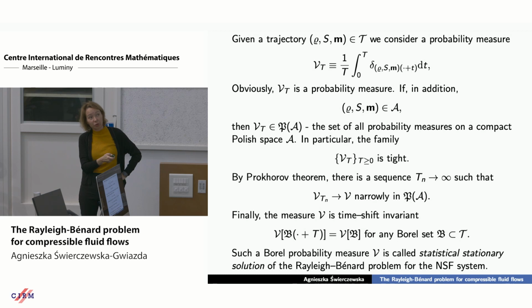So what can we conclude? We can conclude there is a sequence of times such that this sequence converges narrowly in the space of these probability measures. What else? The measure is time shift invariant, so this relation holds for any Borel set. And this limiting object is what we call a statistical stationary solution of the Rayleigh-Bénard problem.